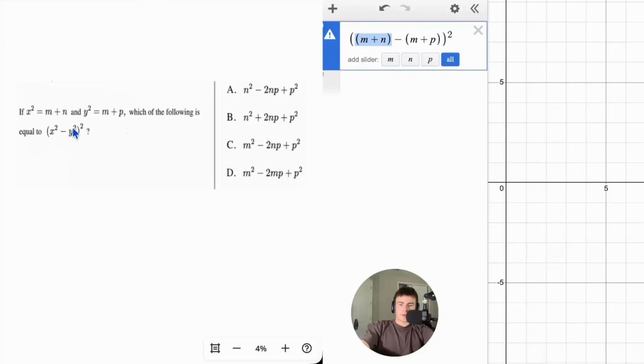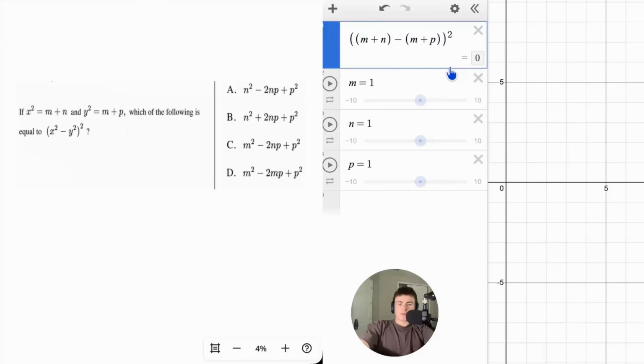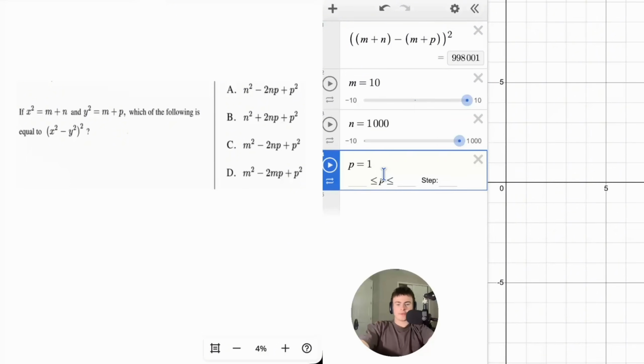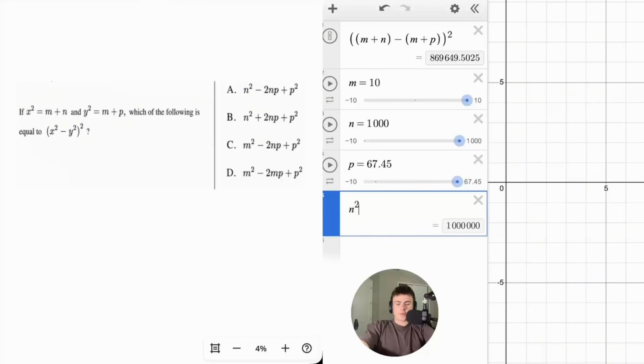So then you square the whole thing because it tells you it has to be, just add sliders for all of them. Let's say m is 10 and n is 1000 and p is like 67.45. Doesn't even matter. You pick some random number. Now you just graph all the options and see which one is going to be the same number. That's it. N squared minus 2np plus 2np plus p squared.